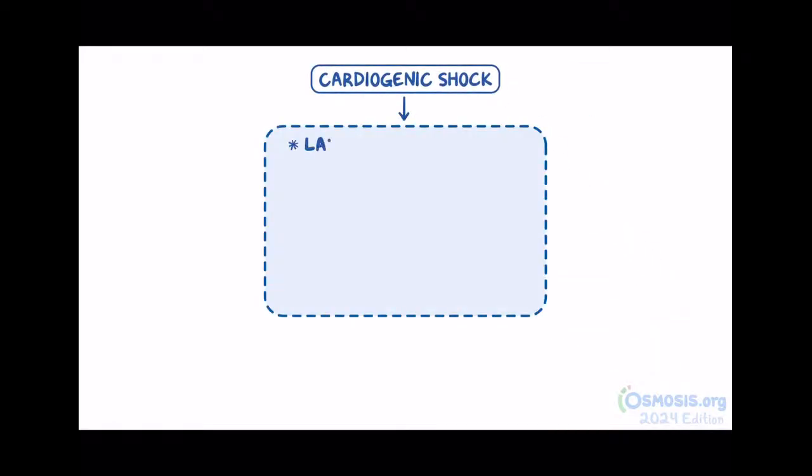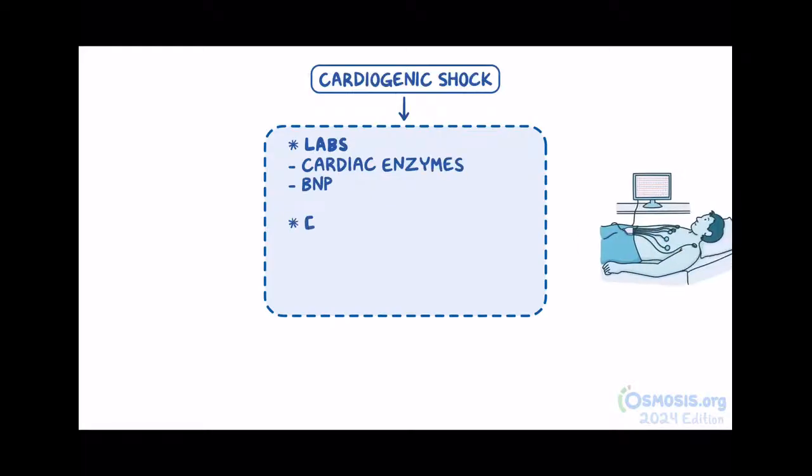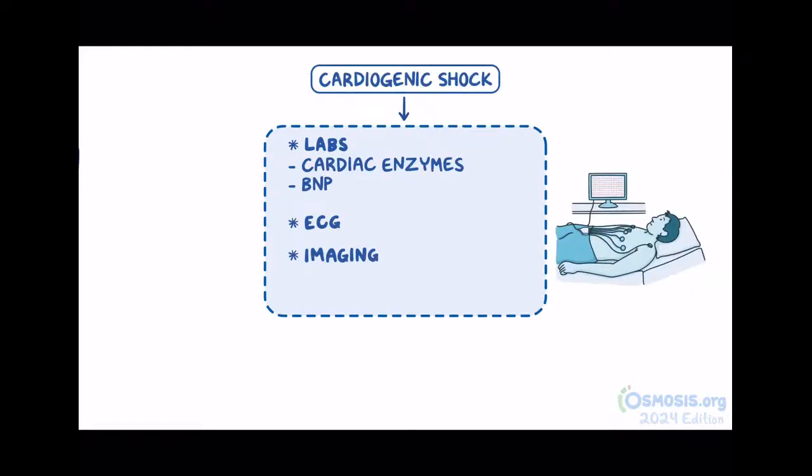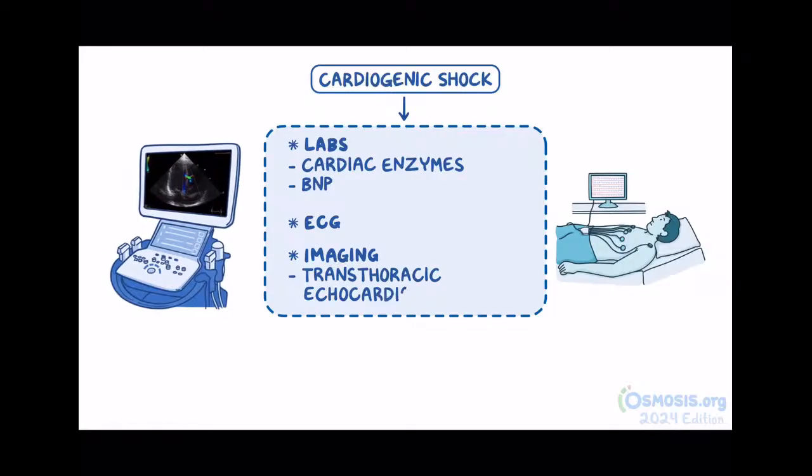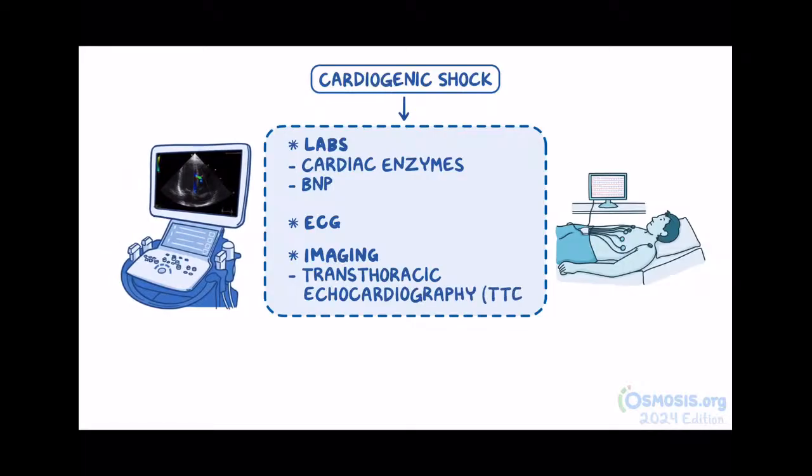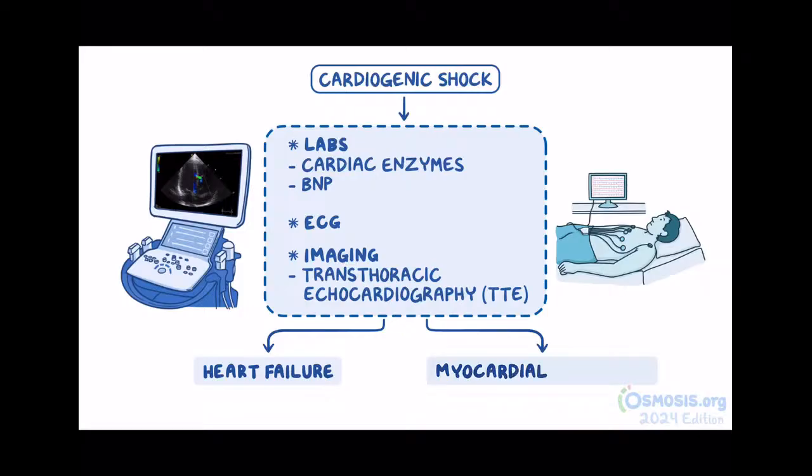So, if you suspect cardiogenic shock, you should immediately order labs, including cardiac enzymes and BNP, ECG, and imaging such as transthoracic echocardiography, or TTE for short. These diagnostic methods will help you differentiate between the most common causes of cardiogenic shock: heart failure and myocardial infarction.